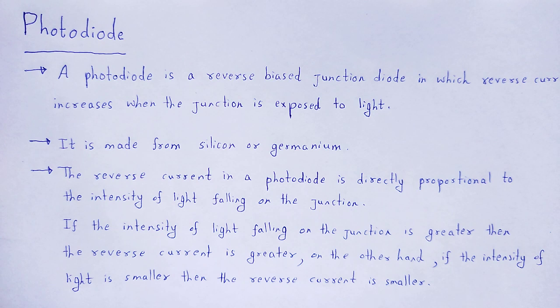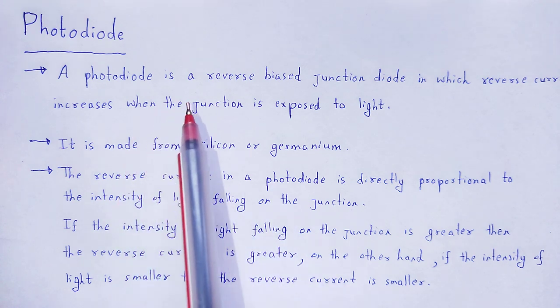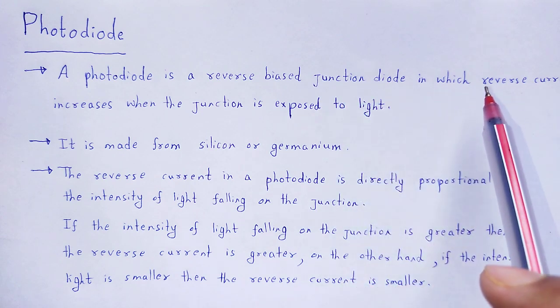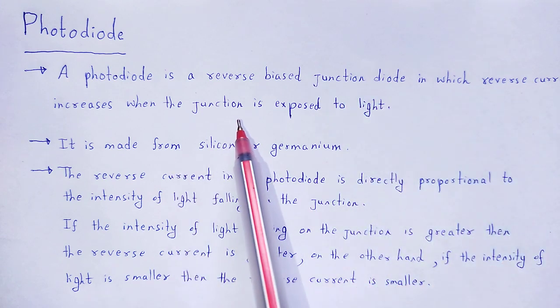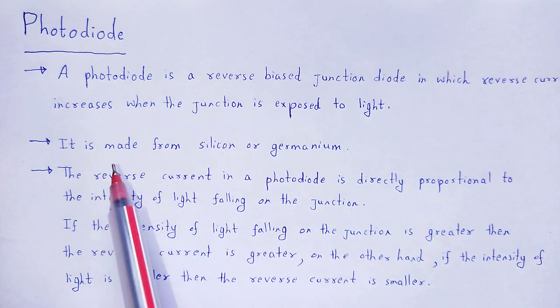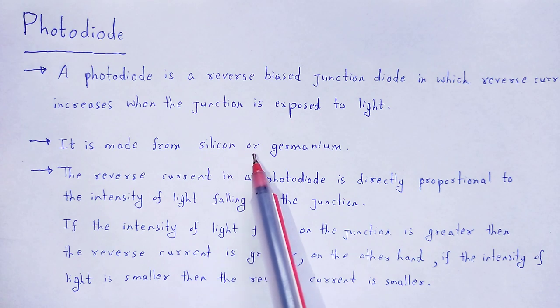A photodiode is a special type of PN junction diode which is sensitive to light. A photodiode is a reverse biased junction diode in which the reverse current increases when the junction is exposed to light. It is made from silicon or germanium.